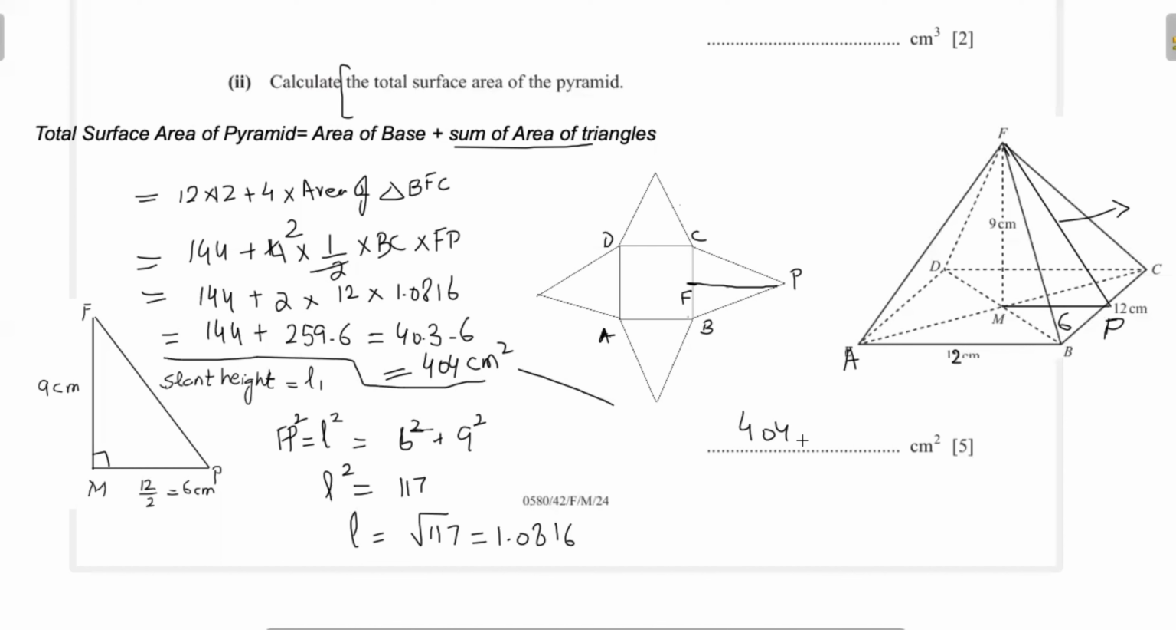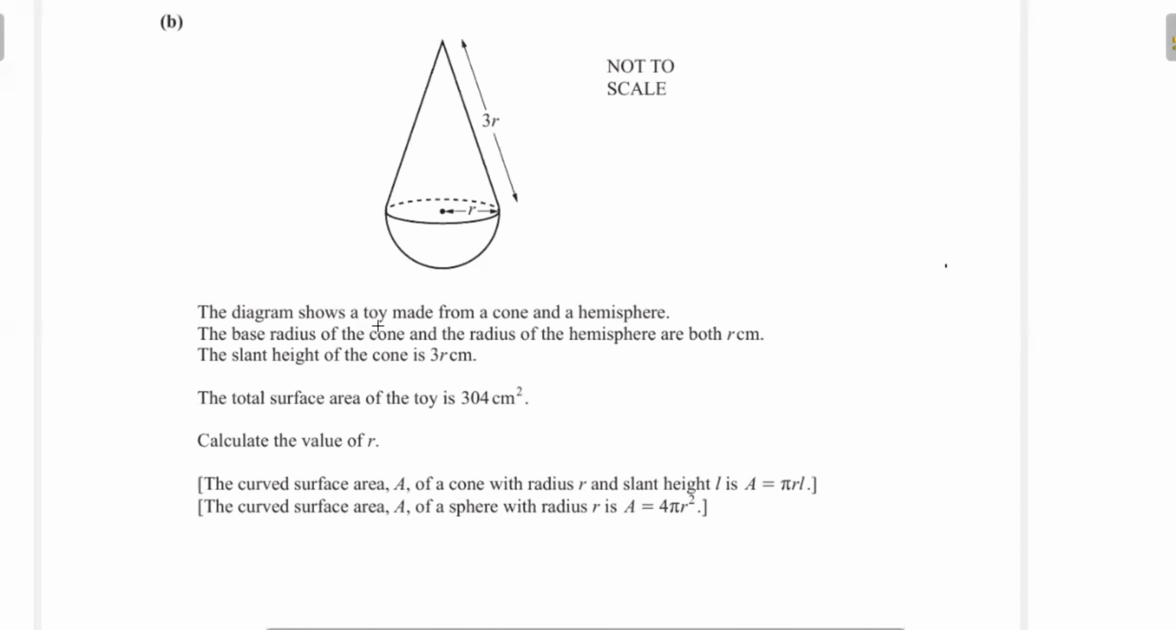And this is the answer. Part B. The diagram shows a toy made from a cone and a hemisphere. The radius of the cone and the radius of the hemisphere are r centimeter. The slant height is 3r. The total surface area of the toy is 304 centimeter square. Calculate the value of r.